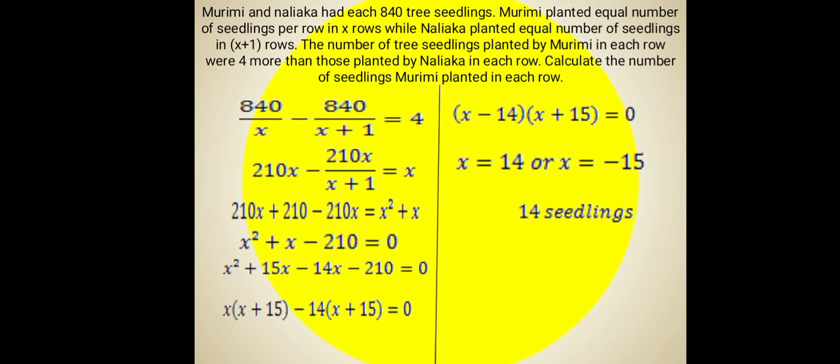Murimi and Naliaka had each 840 tree seedlings. Murimi planted an equal number of seedlings per row in X rows, while Naliaka planted an equal number of seedlings in X plus 1 rows. The number of seedlings planted by Murimi in each row were 4 more than those planted by Naliaka in each row. Calculate the number of seedlings Murimi planted in each row.